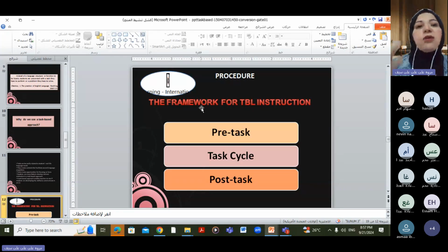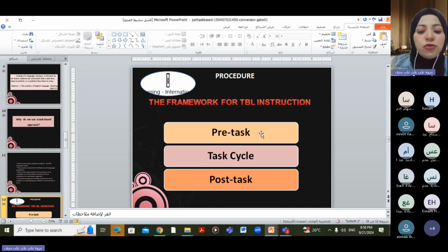Now, let's ask ourselves a very important question. What are the procedures? What are the steps? What is the framework of task-based learning when I am to do it in my classroom? So I have three main stages. We have the pre-task, and we have the task cycle, which is the during task, what to do in the during task, or the task cycle itself.